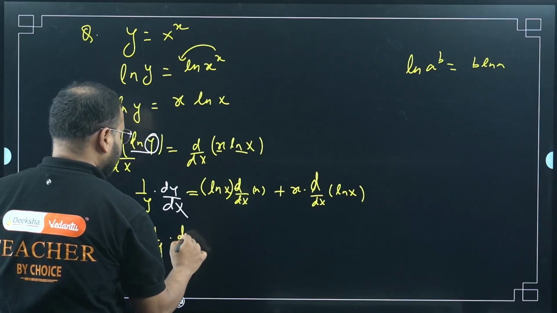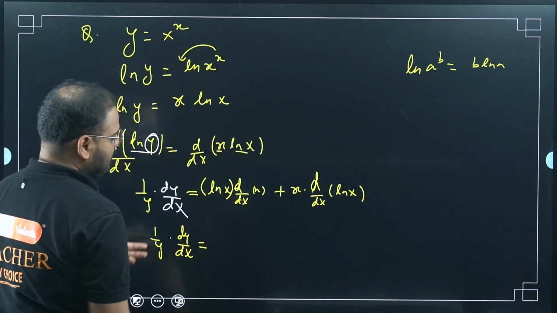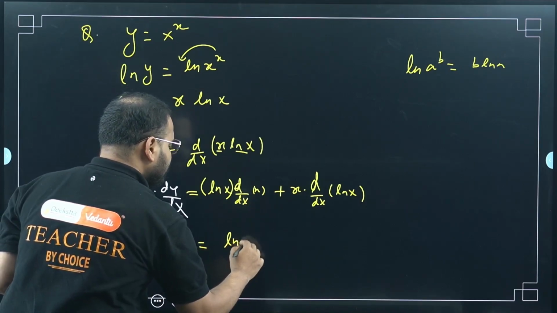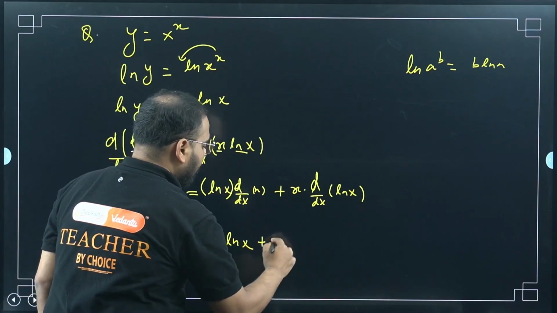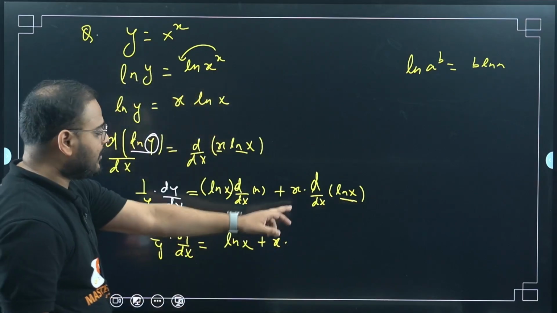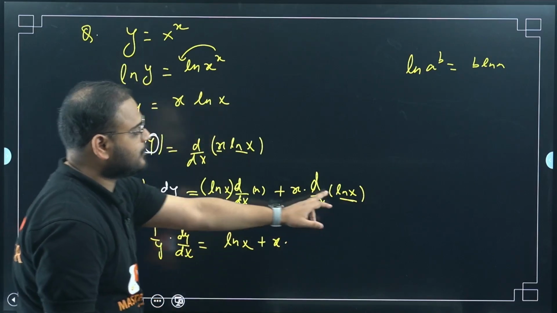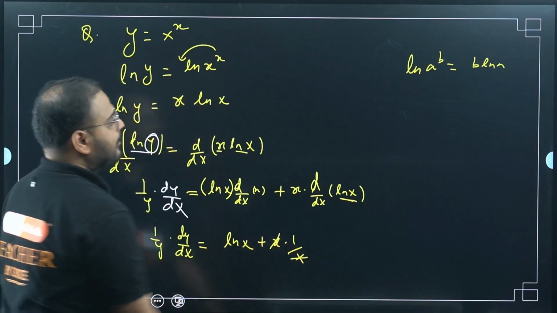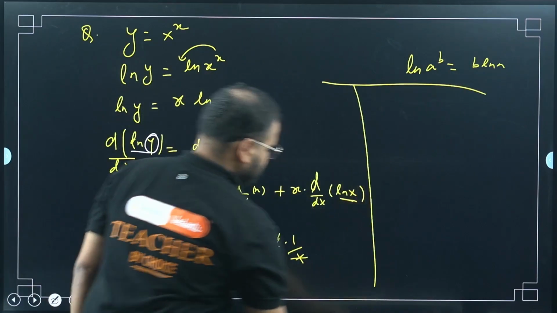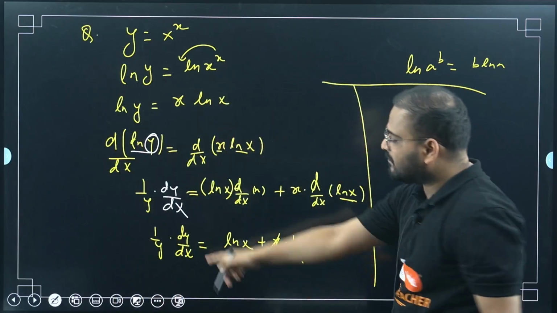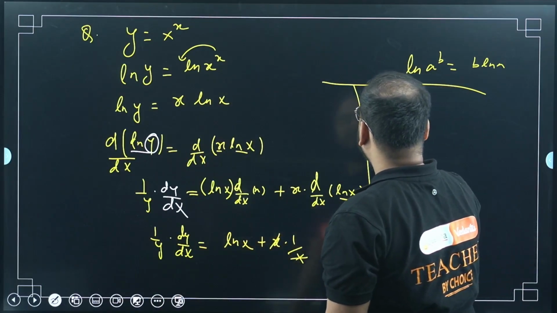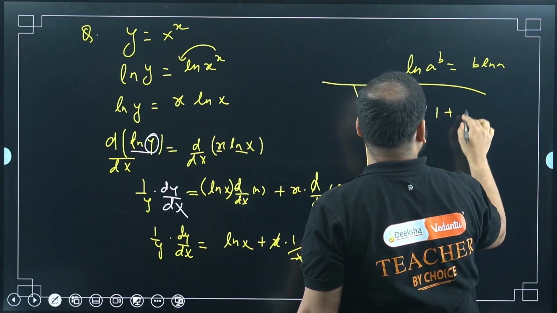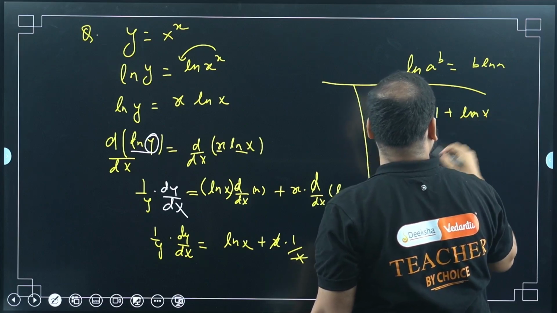So 1 by y dy by dx equals to, simply 1, because differentiation of x is 1, so I have only ln x left now. Over here I'll have x times the differentiation of ln x, which is 1 by x. So x and x cancel out. Please check now. 1 by y dy by dx equals 1 plus ln x.